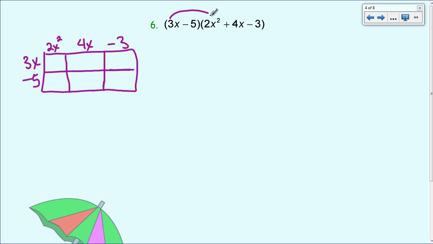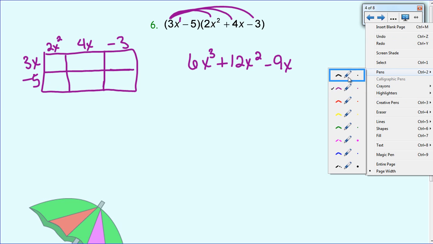So 3x times 2x squared. Well, 3 times 2 makes 6. X times x squared is x to the third, because remember there's a little invisible 1 there. And then 3x times 4x makes 12x squared. And 3x times negative 3 makes negative 9x. So there's the first part.